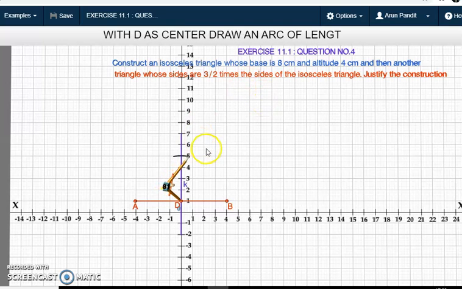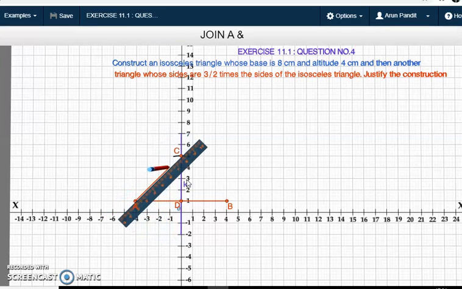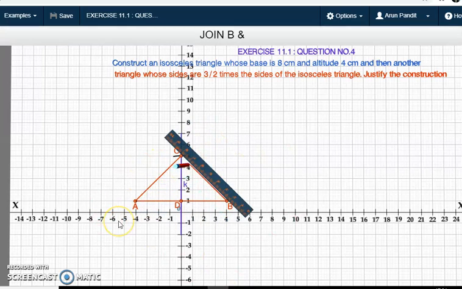Now this point is C. Join A to C and B to C. So triangle ABC is constructed.